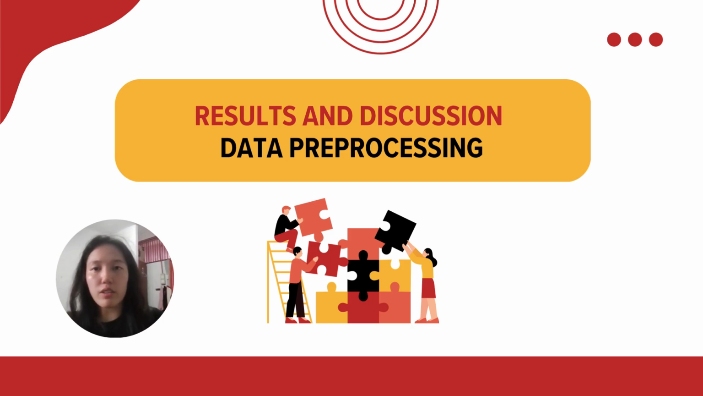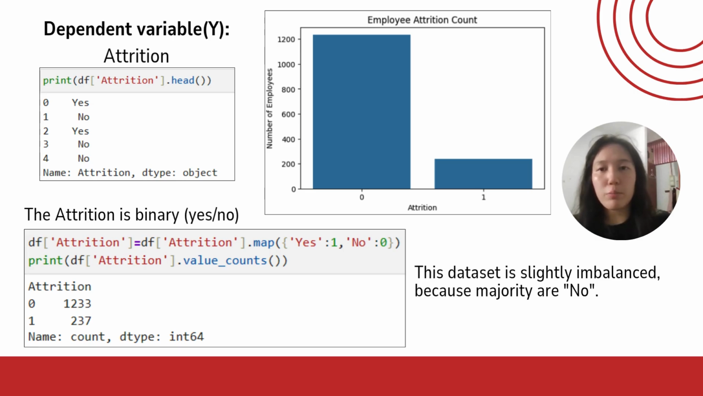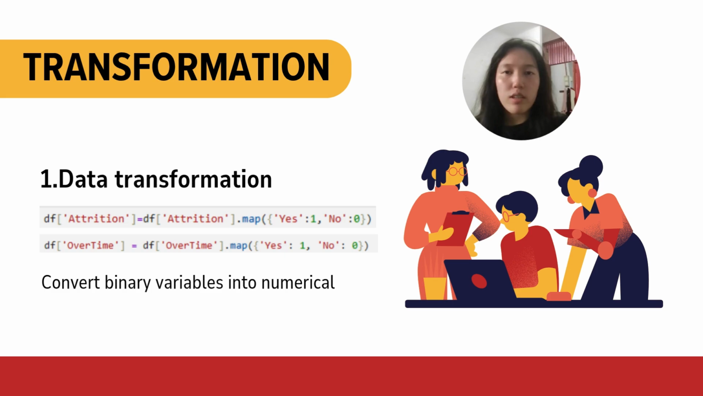So here we have the data preprocessing part. Firstly, I would like to introduce our dependent variable, which is attrition. Attrition is a binary variable, as the result is yes or no. From the descriptive statistics, we show that the dataset is slightly imbalanced because the majority response is no. This might cause some limitations for our further analysis, which we will look at in a later slide. As I mentioned earlier, our dependent variable is binary, and we also found that some independent variables are binary. So the first thing we do is data transformation.